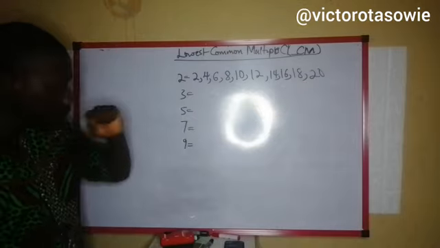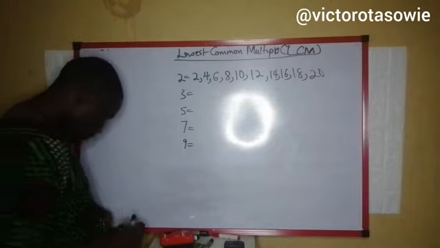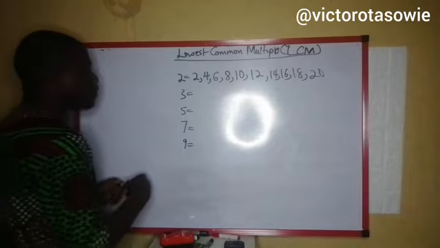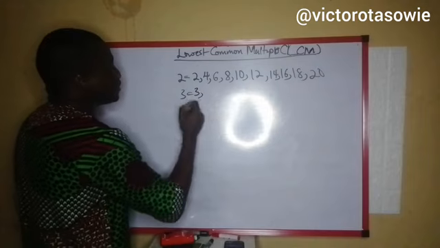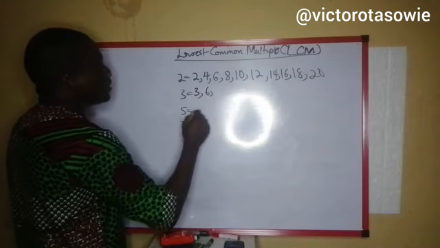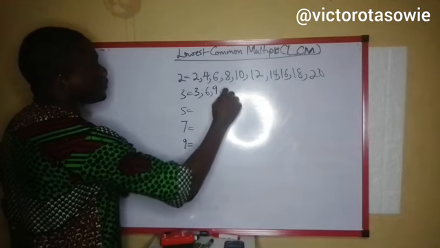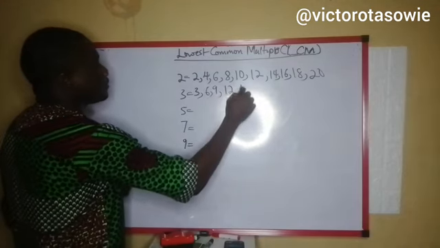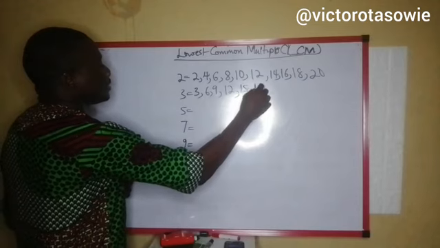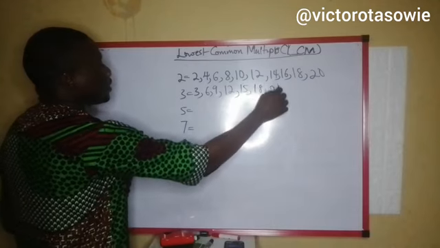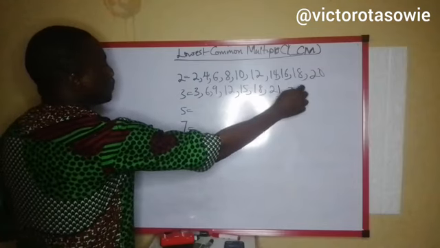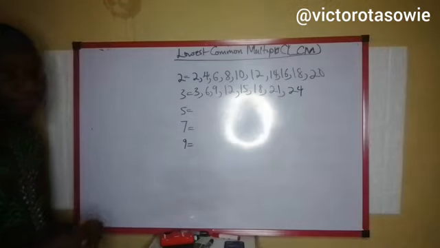Now, we can also do the same for 3, where we have 3 times 1 is 3. 3 times 2 is 6. 3 times 3 is 9. 3 times 4 is 12. 3 times 5 is 15. 3 times 6 is 18. 3 times 7 is 21. 3 times 8 is 24. Now this is for 3.